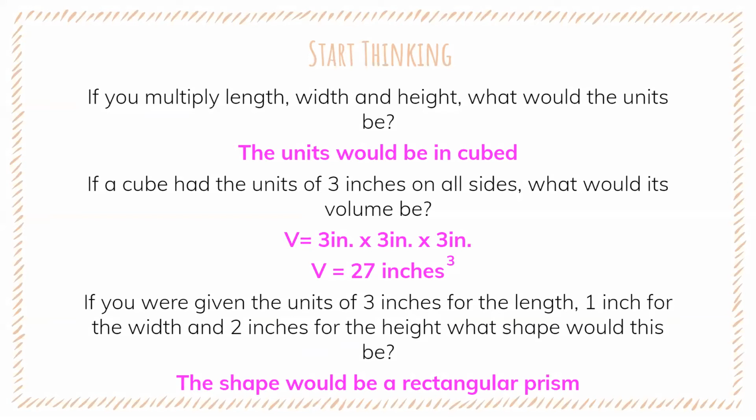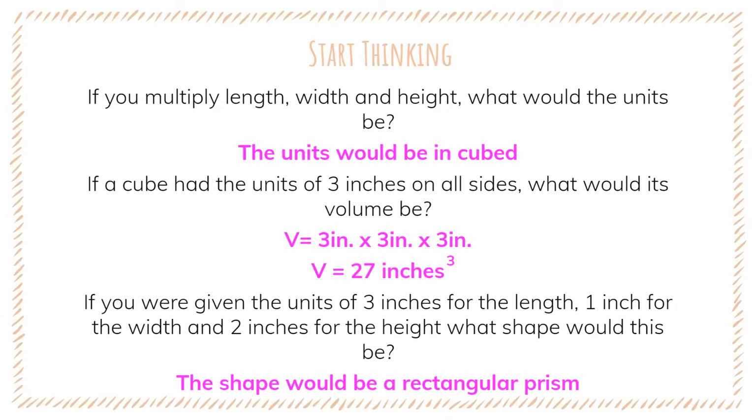The next one was, if the cube had the units of 3 inches on all sides, what would its volume be? We know volume is length times width times height, and a cube is going to be 3 units the entire way around. So we have our length being 3 inches, times 3 inches, which is our width, times 3 inches, which is our height. When we multiply all those together, our volume equals 27 inches cubed. You see indicated on my answer that I have the cubed a little bit raised, because we know our units are going to be cubed.